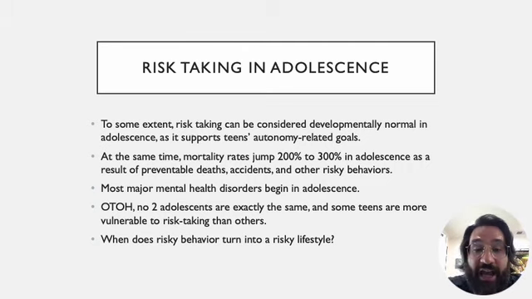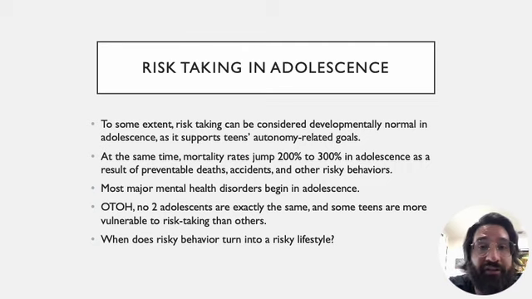At the same time, mortality rates jump 200 to 300% in adolescence as a result of preventable deaths, accidents, and other risky behaviors. Teenagers far outrank every other age group in car fatalities, for example. Right? The homicide rate among teenagers in the United States is like 5 to 8 times higher than in a lot of other developed countries. Most major mental health disorders begin in adolescence. Most substance use disorders across the lifespan begin in adolescence.